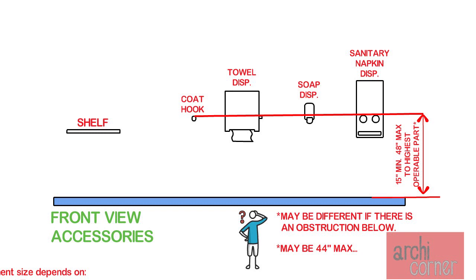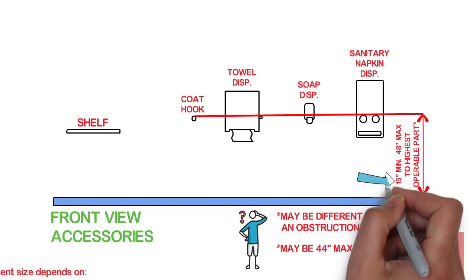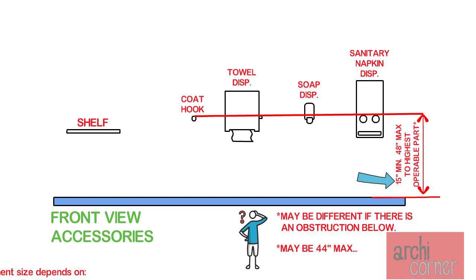Technically speaking, you can place a coat hook right down to 15 inches minimum above the finished floor. But again, if you're placing a coat hook at 15 inches above the finished floor, then why are you placing one to begin with? Nevertheless, it's allowed.